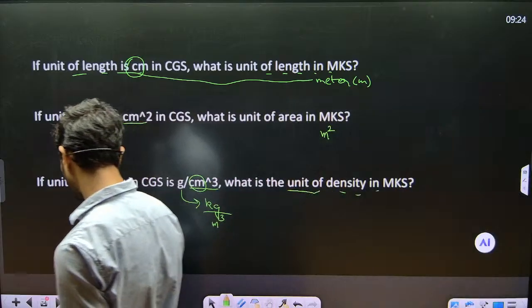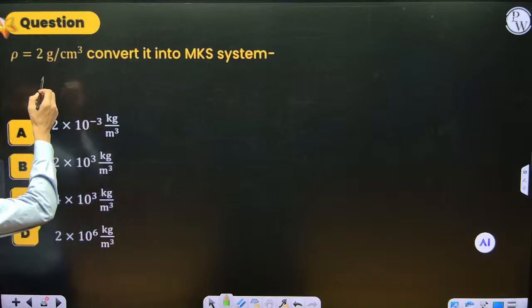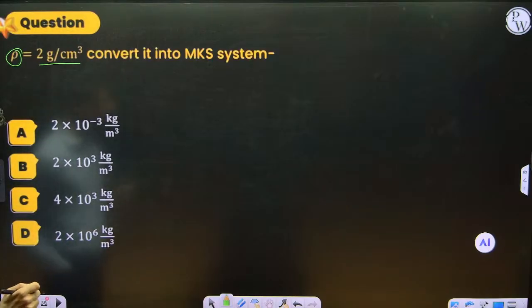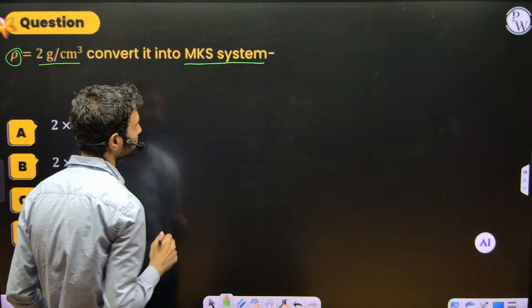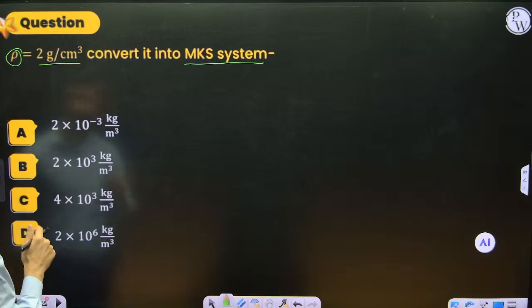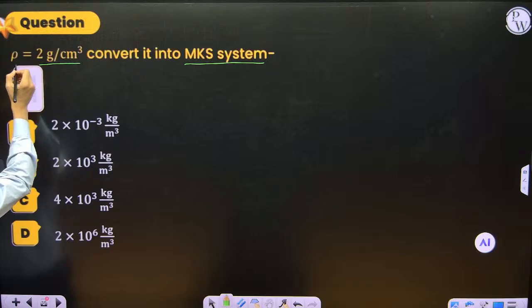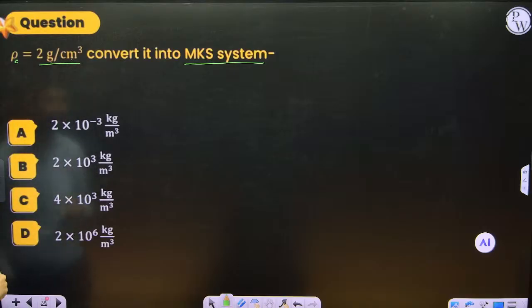Fine, let's go ahead. Okay, so let us do this question now. 2 gram per centimeter cube is the density, but I have to write it in the MK system. So what will it be in the MK system? Now this density is written in which system? CGS, right? Because gram is there, centimeter is there.